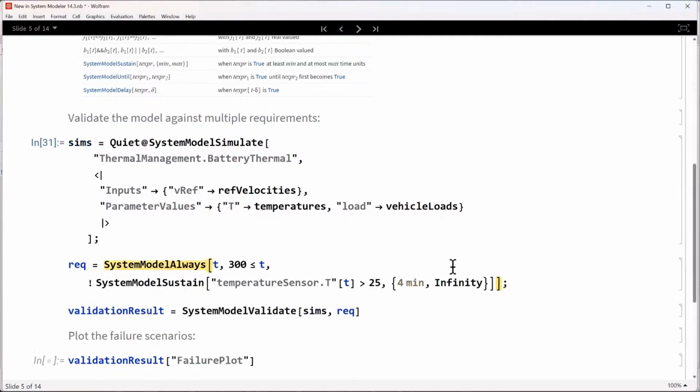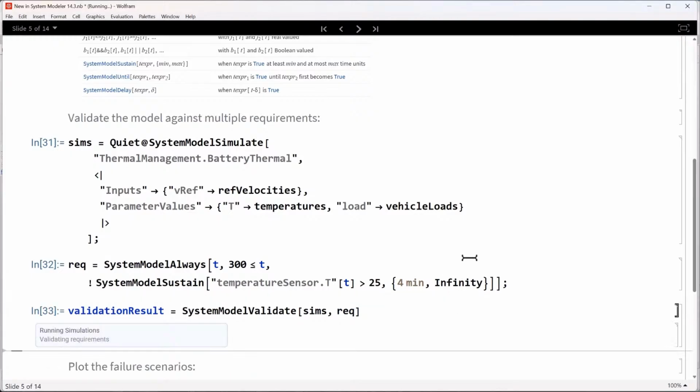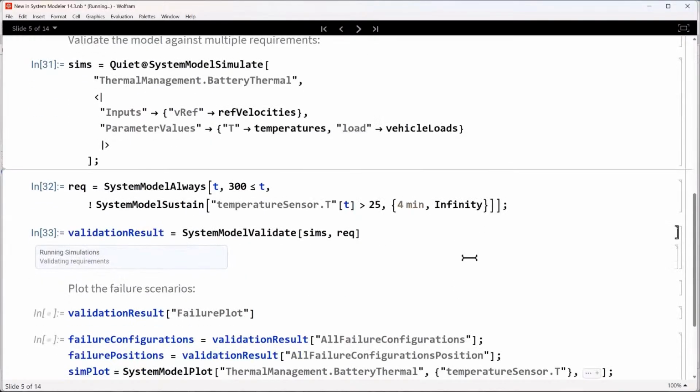Now, with version 14.3, we can express requirements directly using functions like system model always. We encode conditions such as battery temperature must not exceed 25 degrees Celsius for more than 5 minutes. And we will start evaluating only after 300 seconds to skip startup effects.